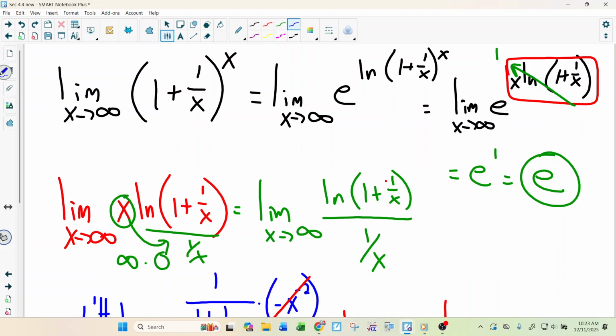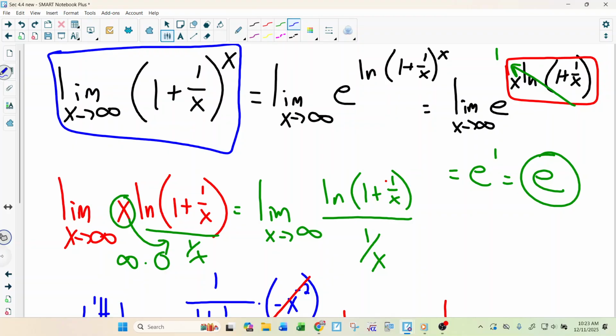Now, I don't know if you remember this or not. Like the second day of class, we looked at this limit. And I said, this is the definition of e. We didn't know how. We looked at it on our calculator, just guessing and checking large values for x to show that it worked. But here is the proof that this is e.